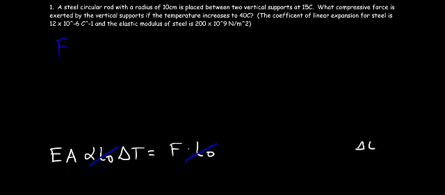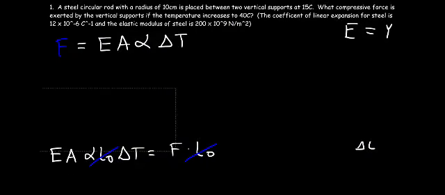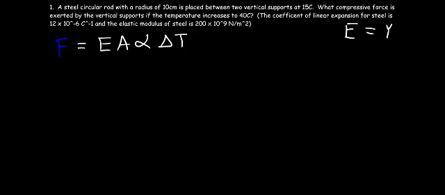So now we have the equation to calculate the compressive force. The compressive force is going to be the elastic modulus, or Young's modulus. These are the same, so you might see this symbol in the equation. So it's E times A times alpha times the change in temperature. The elastic modulus of steel is given to us. That's 200 times 10 to the 9, and it's in newtons per square meter.